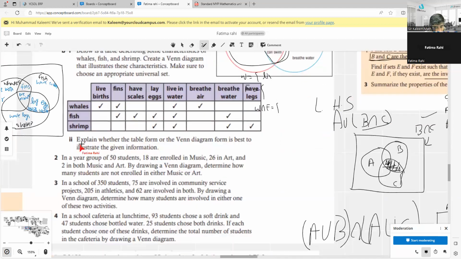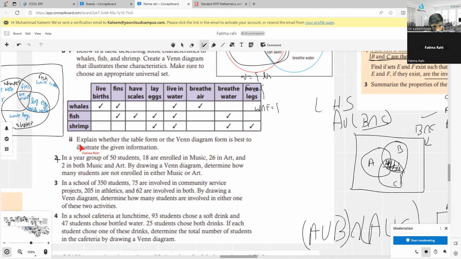Okay, next, second part. Explain whether the table form or the Venn diagram form is best to illustrate the given information. So which one is best, table or Venn? I think the Venn diagram. Yes, Venn diagram is best.